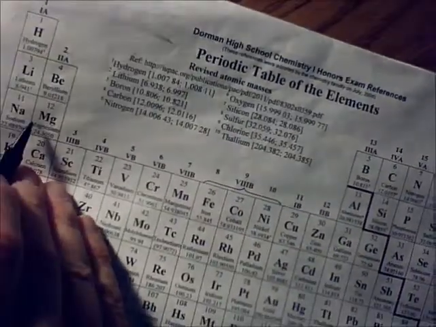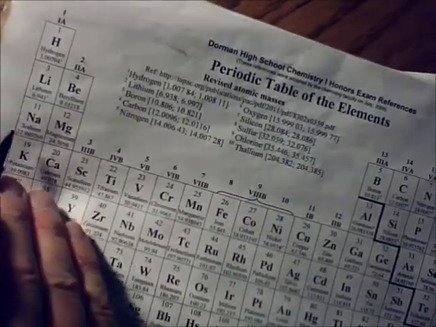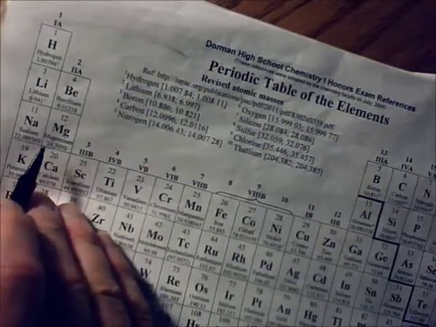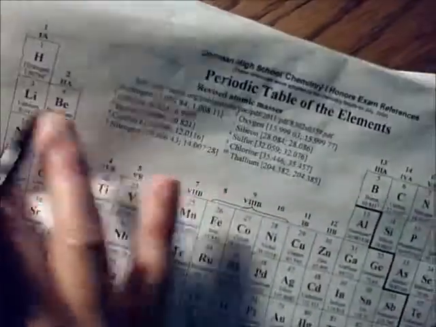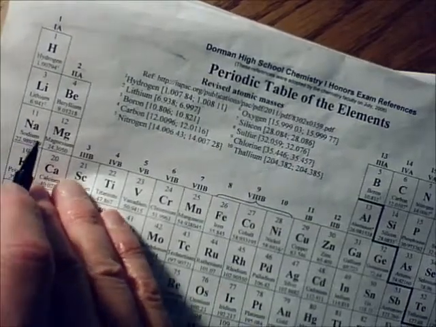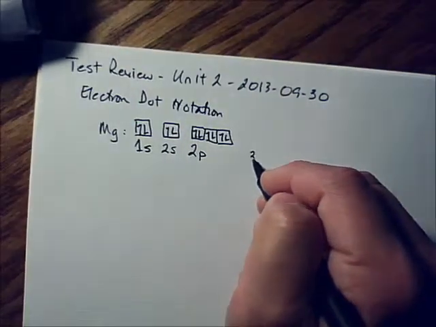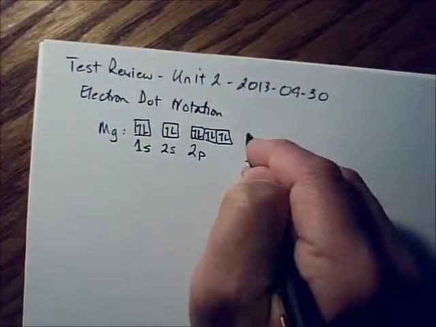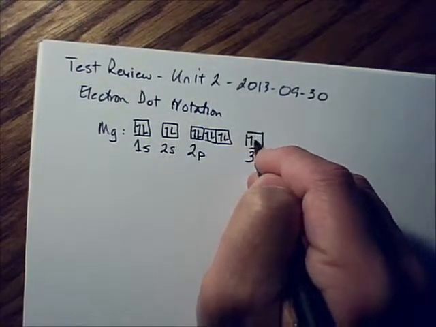Now we get down here to the third row, and that's where magnesium is located, in the third row, and the S sublevel region. So we need 2 electrons, 1 for the location of sodium, 1 for magnesium. So here's 3. This is the S sublevel region, S. 1 box for S, 1 up arrow, 1 down arrow.